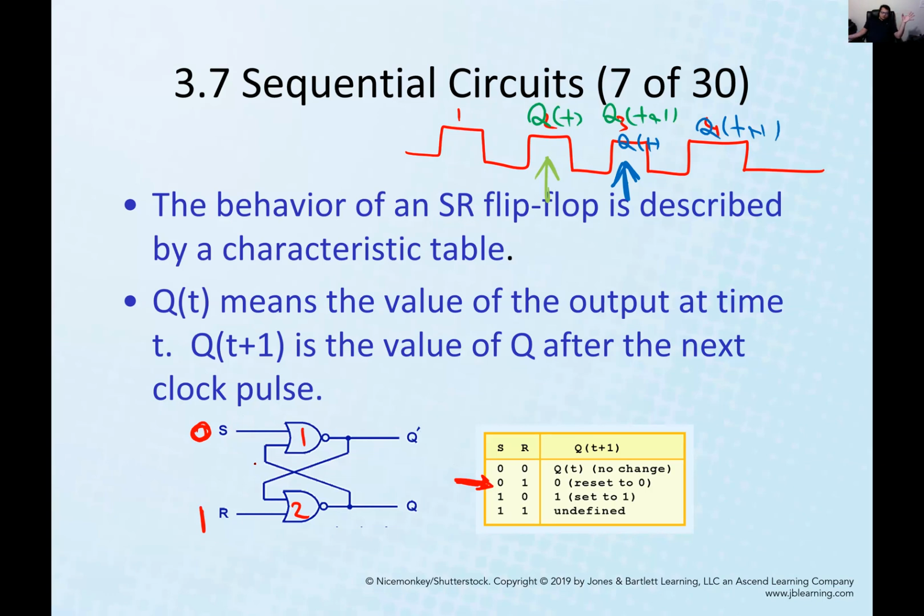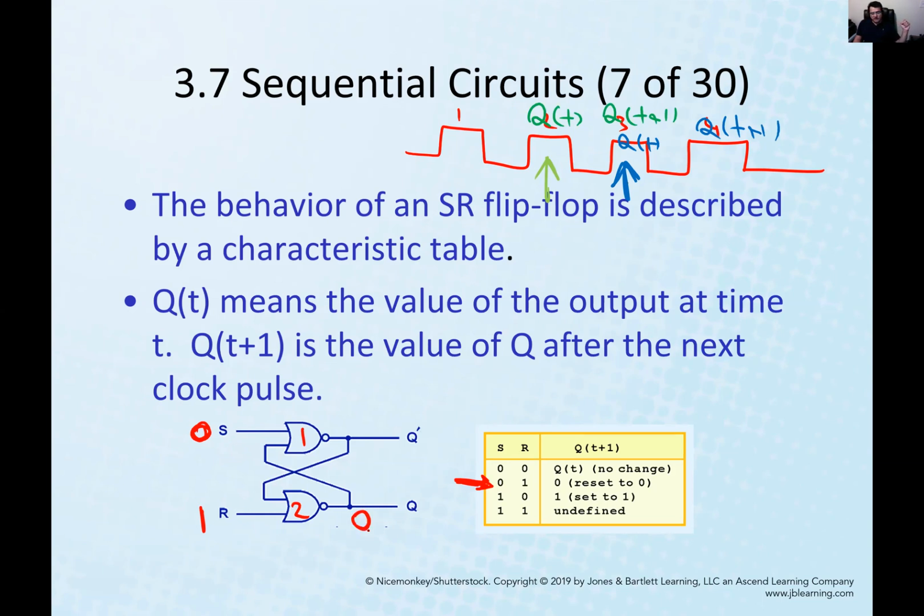We don't know, because it depends on the other output. We don't know what the output of gate 1 is. But what about gate 2? Can you guess, if R is 1, what is the output of gate 2? Exactly, it's 0, because it's a NOR gate. If R is 1, definitely the output of gate 2 is 0.